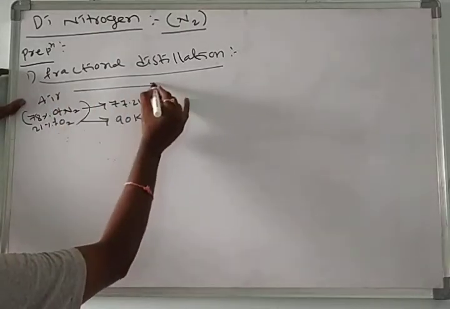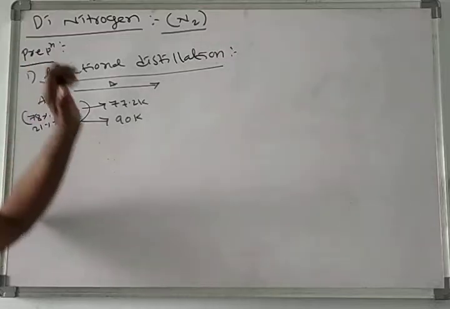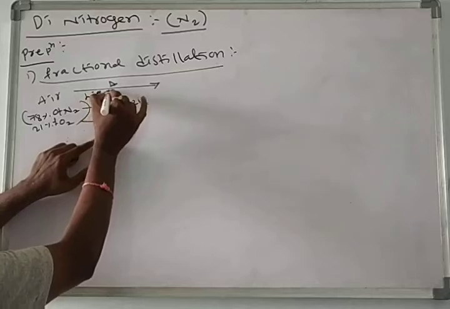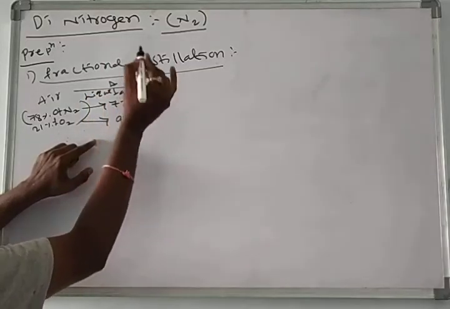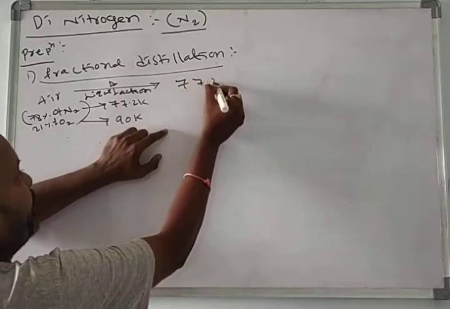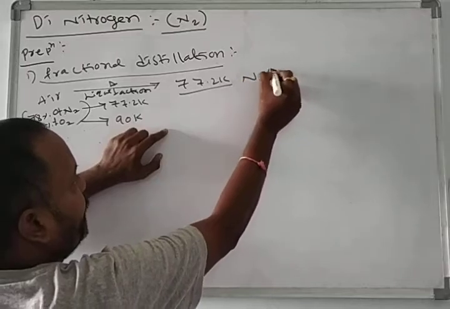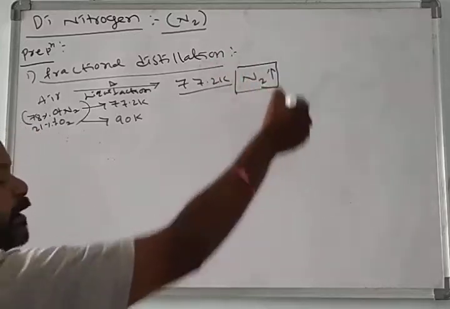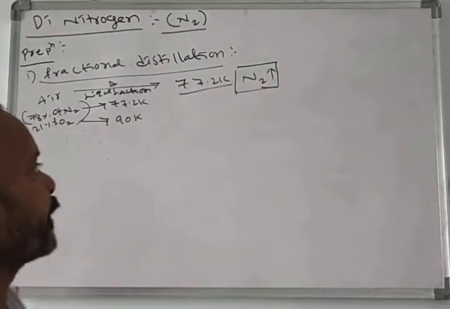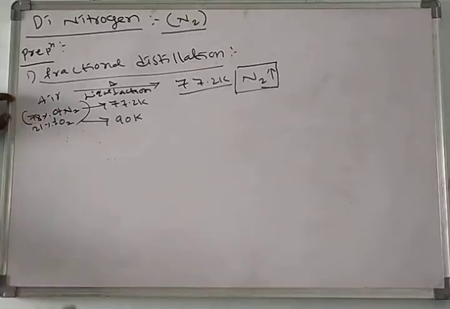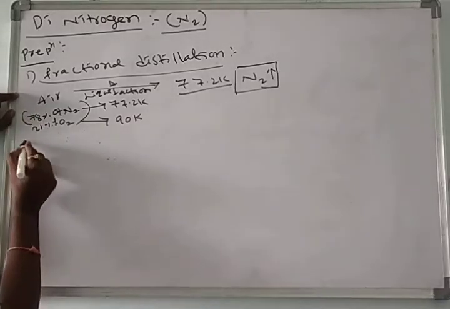You take the air, first liquefy the air and then heat. First liquefaction of air, then it undergoes fractional distillation. At 77.2 Kelvin, nitrogen gas, that means the dinitrogen molecule, separates. This is what we call fractional distillation. By using it, we prepare dinitrogen from the air. This is one method.